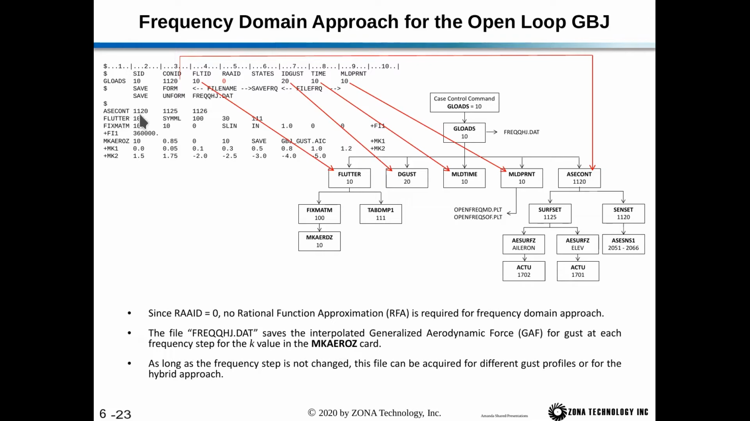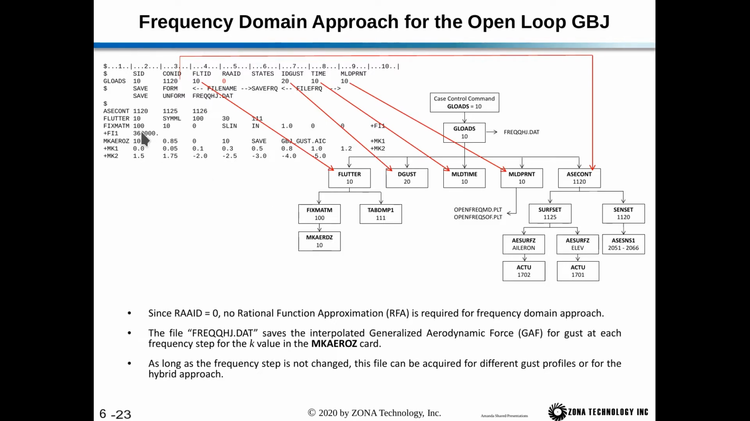So the ASE controller card here, we have referred to the surf set 1125 and then the send set 1126. This is a typo. This should be 1126. Meanwhile, the GLoads card refers to the Flutter card with ID 10. This refers to the fix MATM card to define the flight condition.